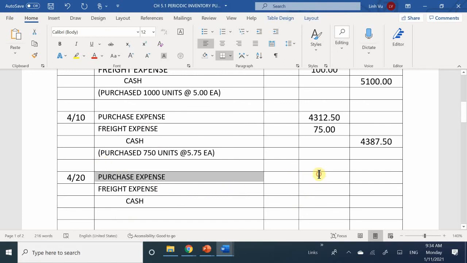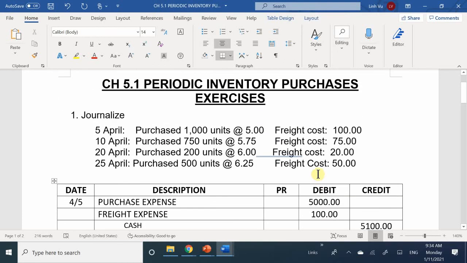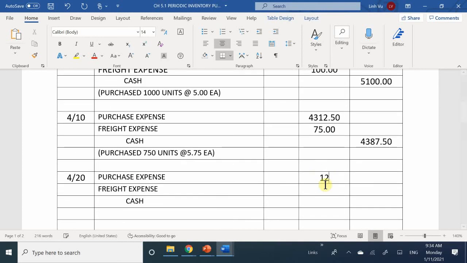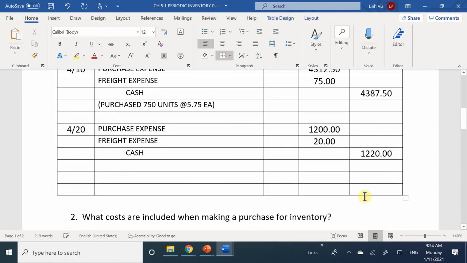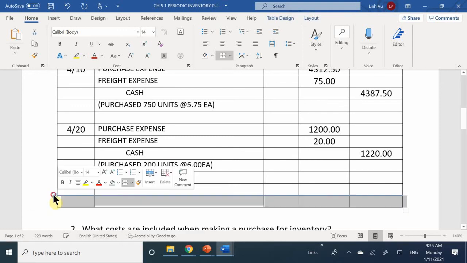Now, my scenario here is that I purchased 200 units at $6 each. So 1,200, and freight was $20, bringing my grand total to $1,220. And again, I'm going to also indicate here that I purchased 200 units at $6 each. Okay. I'm going to add probably two more.